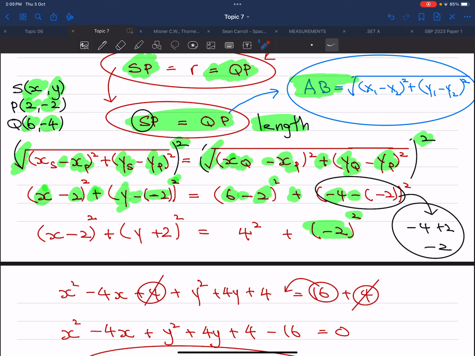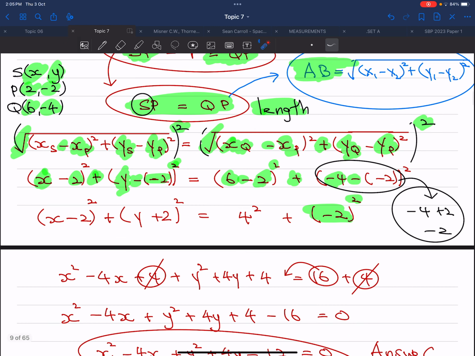On the right hand side, similar, XQ is 6 minus XP, negative 2, plus YQ is negative 4 minus YP, 2. Of course bracket square, don't forget the bracket square. So here we have negative 4 minus 2, which is negative 6.